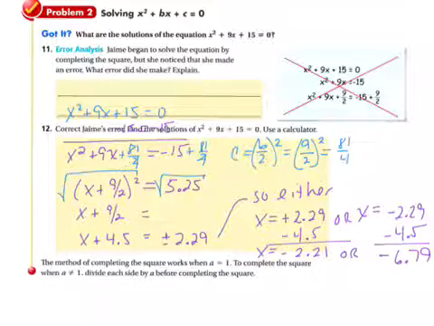As you can see, by subtracting 4.5 from a positive 2.29, you get a negative 2.21. And by subtracting 4.5 from negative 2.29, that's a negative 2.29, you get a negative 6.79. Now, looking at number 11, can you determine what Jamie did incorrectly? Yes, she did not square her 9/2 before adding it to both sides.